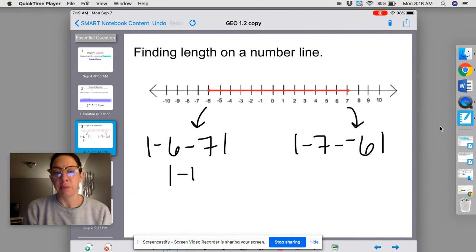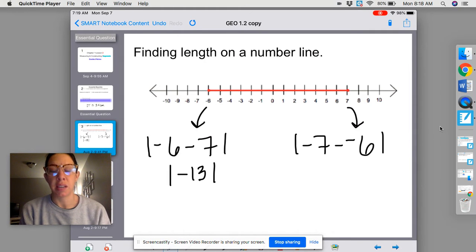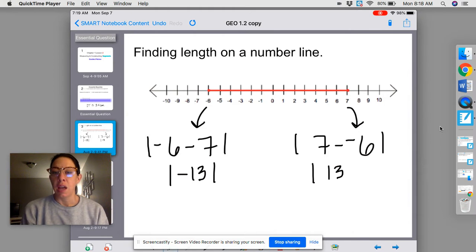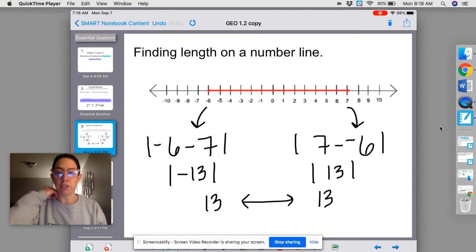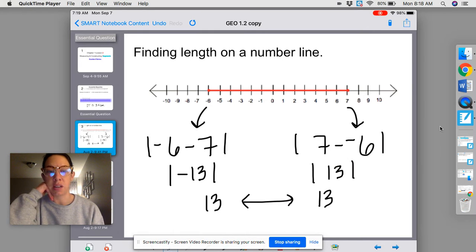So if I evaluate this, -6 minus 7 is -13. If I evaluate this guy, 7 minus -6 is a positive 13. I accidentally wrote a negative in front of there. So you'll see, once we take the absolute value, the absolute value of -13 is positive 13. Likewise for the absolute value of 13. So the distance will always be positive. Just make sure you're taking the absolute value to account for if you have points that are in the negative area.